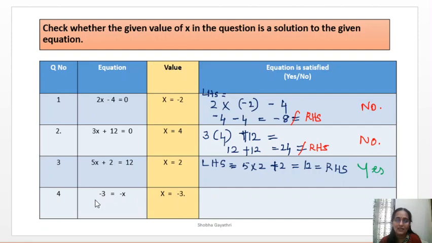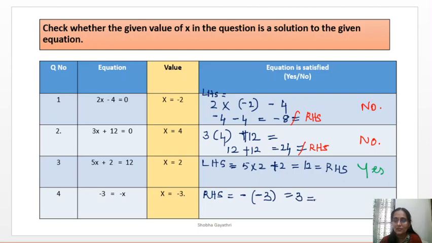Minus 3 is given on the left hand side, and on the right hand side is the variable. We will take the right hand side. Every time, whichever side you are taking for the operations, you have to write it down. Now we are taking the RHS. So write RHS equals minus of x. X is given as minus 3. Minus of minus 3 equals 3.